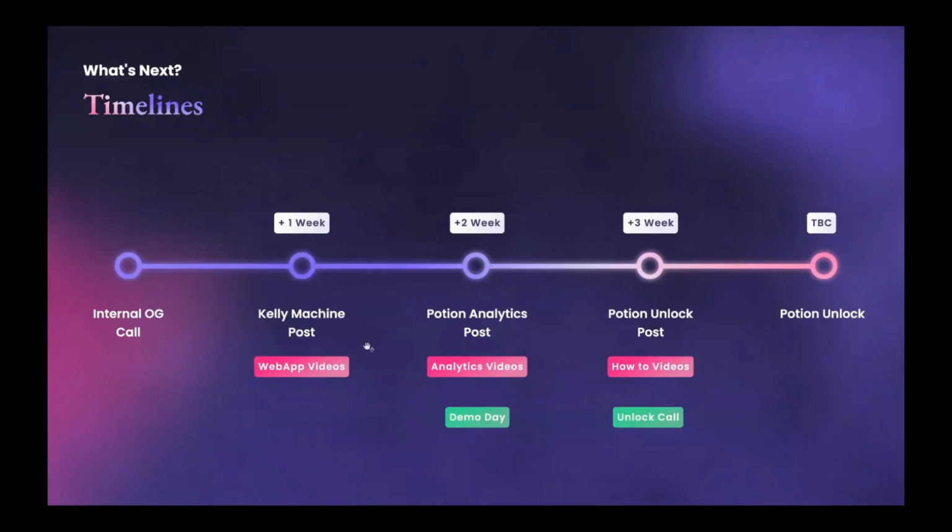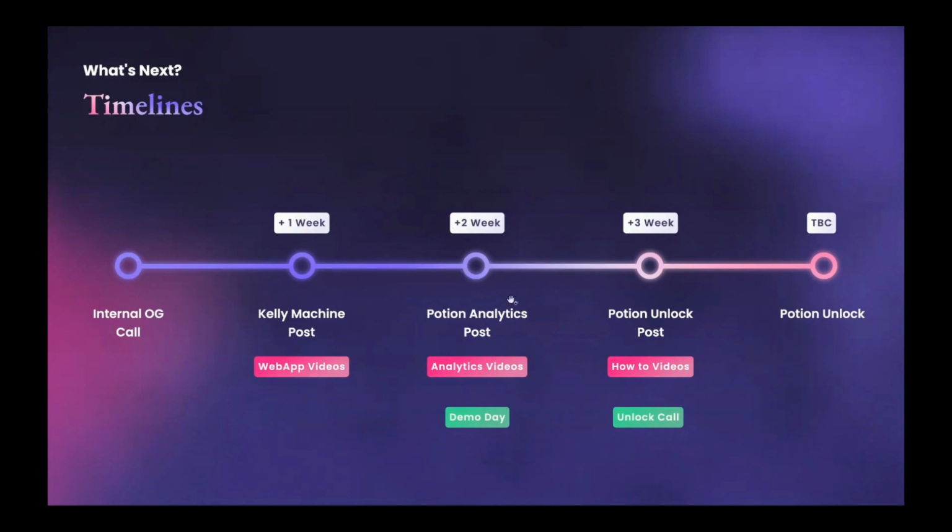Next week, we're going to have a Kelly machine post describing this discovery of the hyperbolic cosine function. And we're actually going to be releasing some how-to videos and some demonstration videos of the web app. Unfortunately, it's not going to be available on testnet, because then it would defeat the purpose of the unlock game. If we deployed on testnet, then the code would de facto be already released. So people are going to be able to see it and see how it works and so on, but they're not going to be able to see the code just yet.